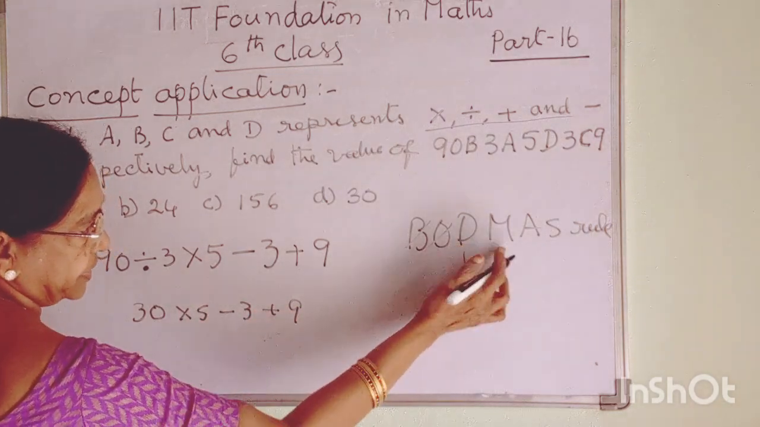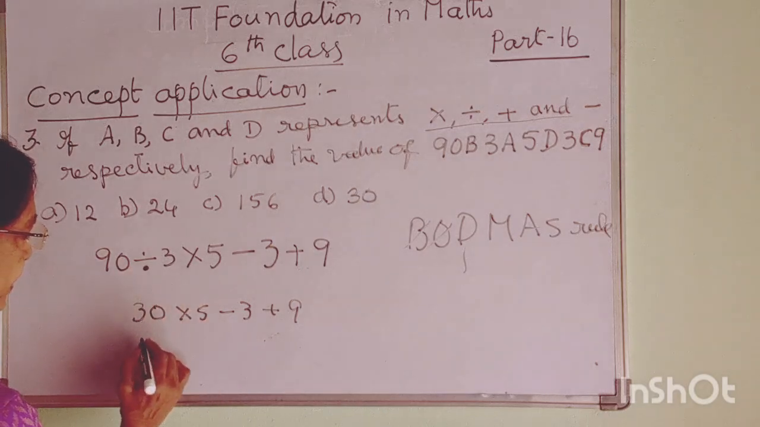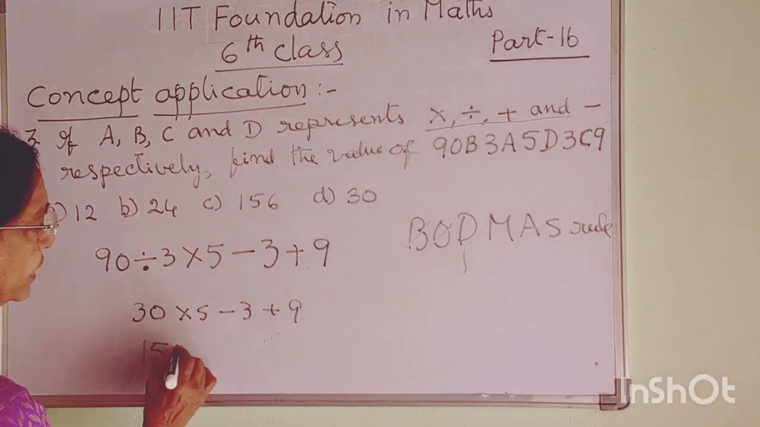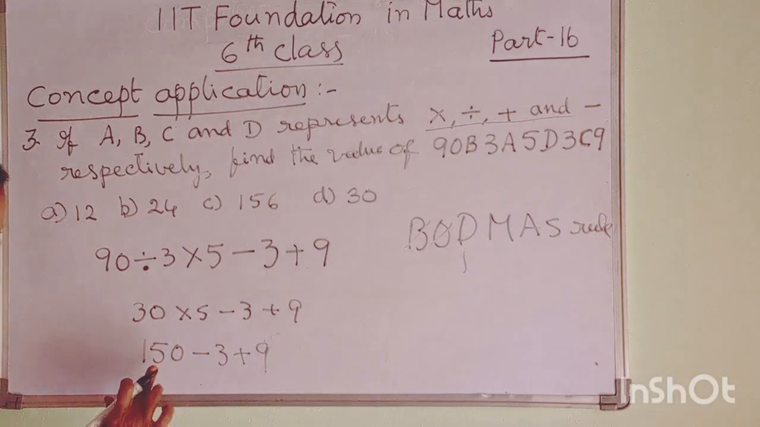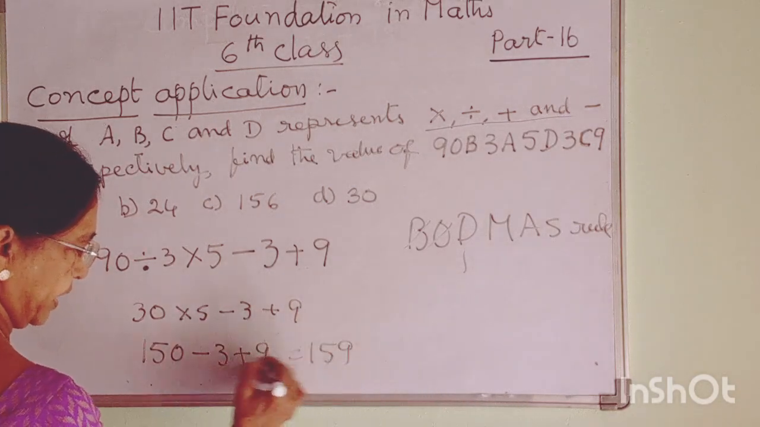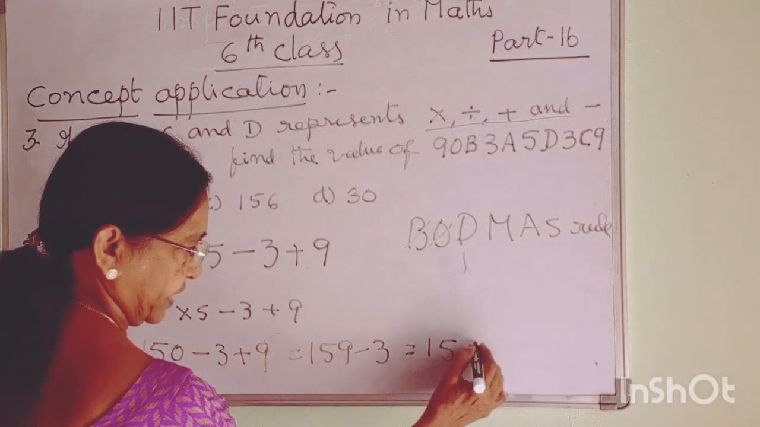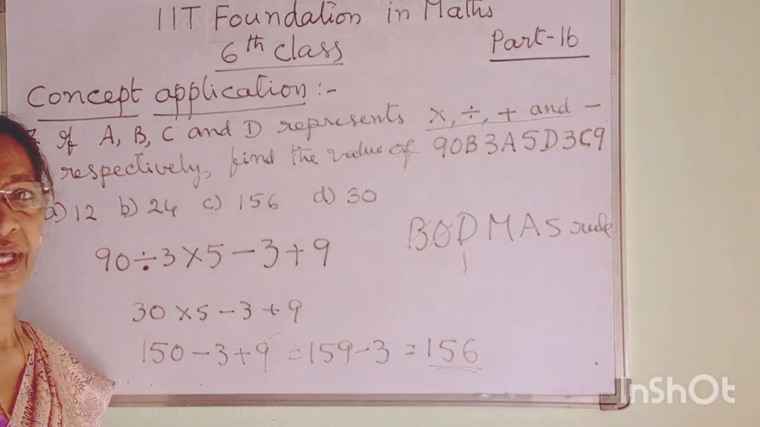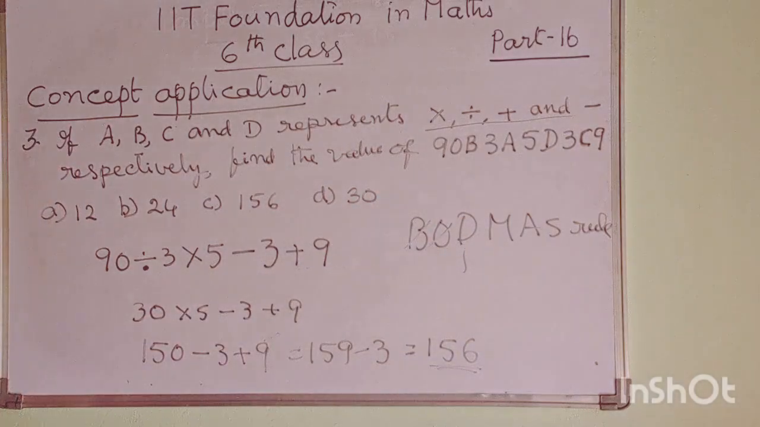Next, after division, multiplication: 30 into 5. 5 threes are 15, so 150 minus 3 plus 9. Next, addition: 150 plus 9 is 159, minus 3. So, this is equal to 156. Therefore, the value of this expression is 156. That is, option C is correct.